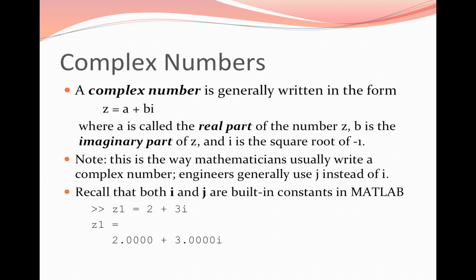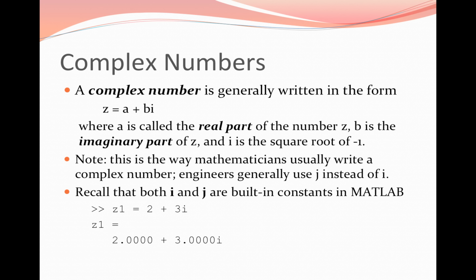A complex number is generally written in the form z = a + bi, where a is called the real part of the complex number, b is called the imaginary part, and i is the square root of -1. Note that this is generally the way mathematicians write complex numbers. Engineers use j instead of i. Recall that in MATLAB, both i and j are built-in constants for the square root of -1.